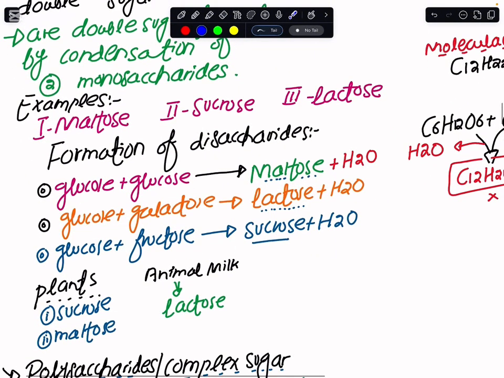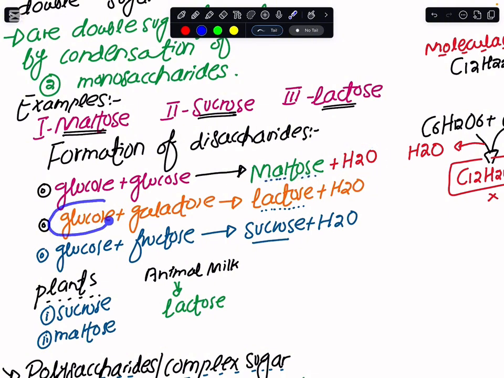The names that must click in your mind for the disaccharides are maltose, sucrose, and lactose. These three are the commonly existing disaccharides under the classification of the carbohydrates. Now the question is how we make maltose, lactose, and sucrose. The simple thing is that if I combine two glucose molecules with one another, by the elimination of a water molecule, we make maltose out of it.